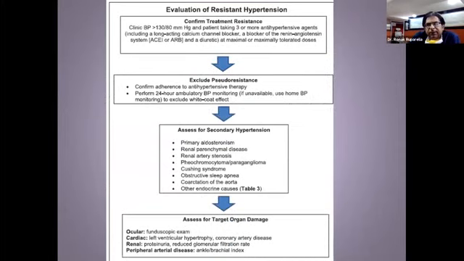Evaluation of resistant hypertension. First, we should confirm treatment resistance clinically. BP should remain uncontrolled despite at least 3 drugs given at maximum tolerated doses. Pseudo-resistance should be excluded. Assess for secondary hypertension: rule out causes like primary aldosteronism, renal parenchymal disease, renal artery stenosis, pheochromocytoma, Cushing syndrome, obstructive sleep apnea, and coarctation. Assess for target organ damage: we should exclude hypertensive retinopathy and hypertensive nephropathy, and peripheral arterial disease should be evaluated.